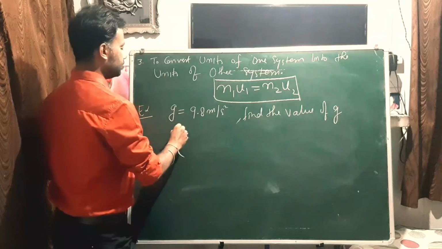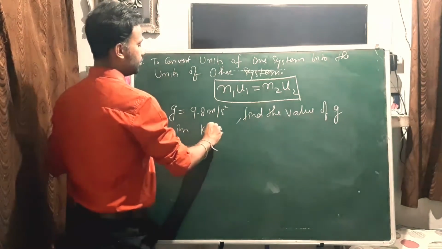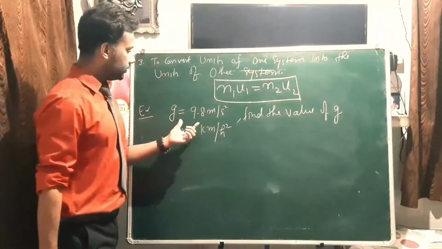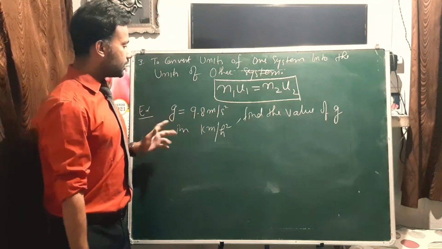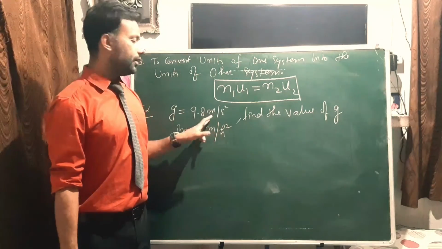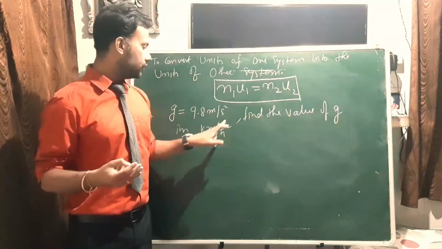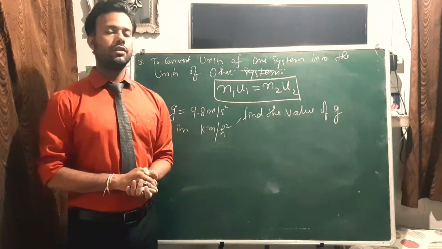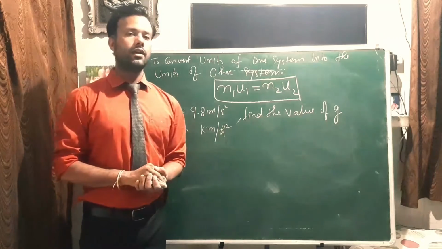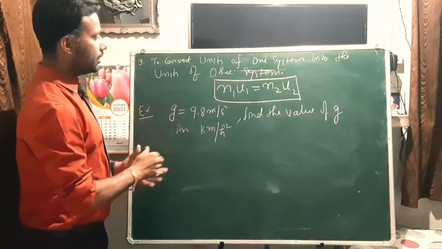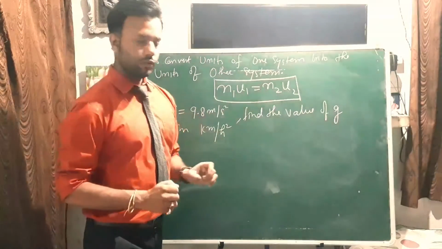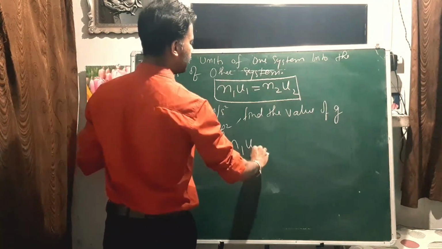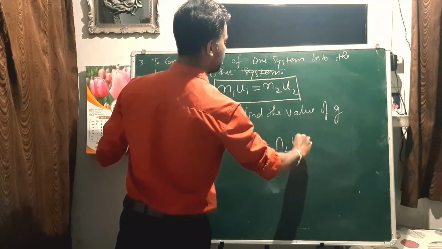g in kilometer per hour square. So you can see that first we have the unit in meter per second square, and now we have to calculate the value of g in kilometer per hour square. That means we are changing the system of unit. Now how can we solve this? We have the formula N1 U1 equals N2 U2, right? Apply the formula. So we know that N1 U1 equals N2 U2.